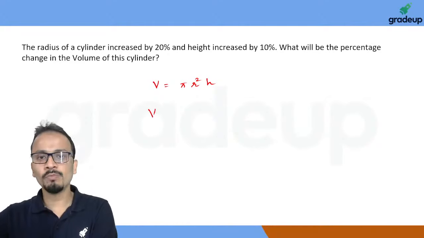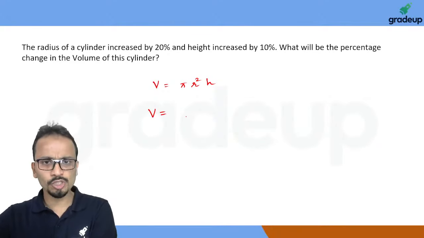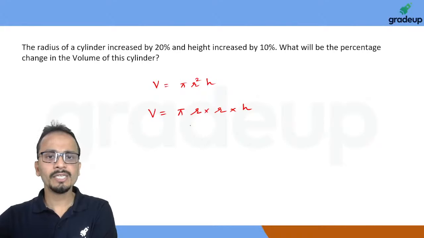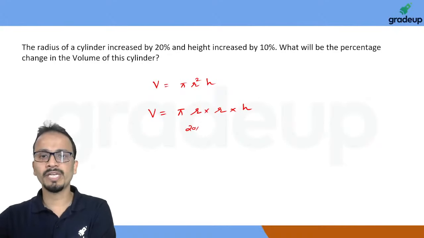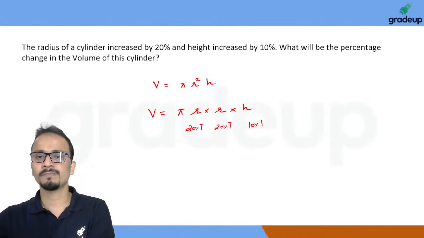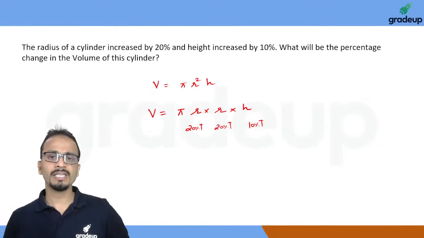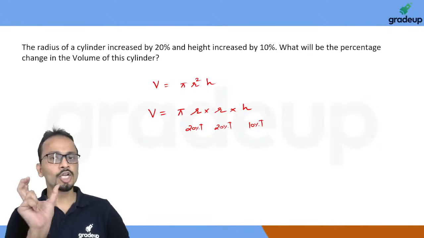Okay. So volume can be written as pi r squared h. I'm going very slow, giving you enough time to get the answer. Radius increased by 20%, so a 20% increase in both these cases, and height increased by 10%. All right. Now we have a formula using which we can find the net percentage change when there are two changes.